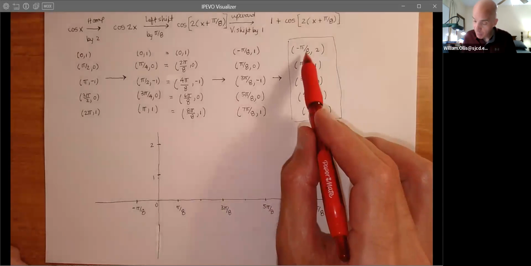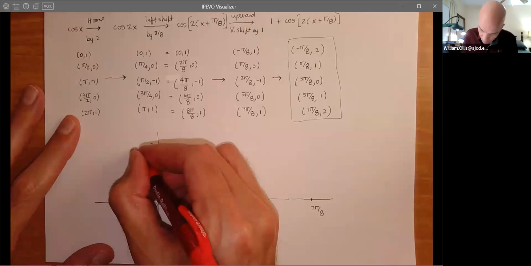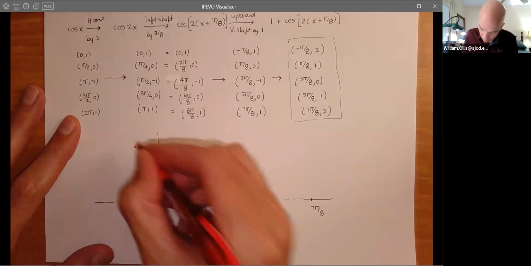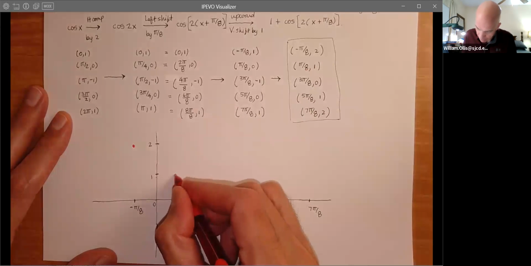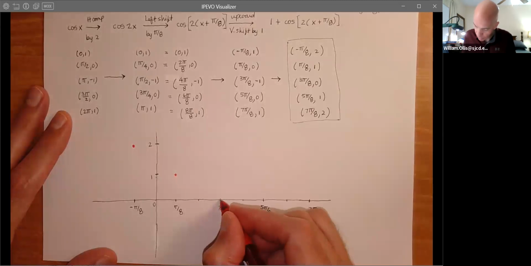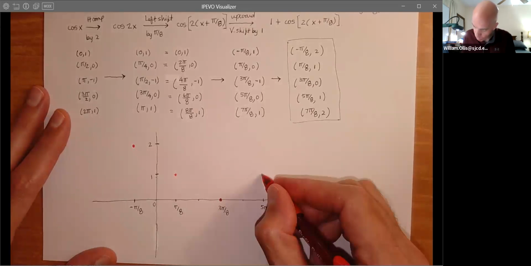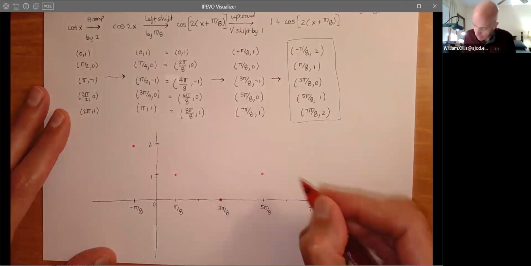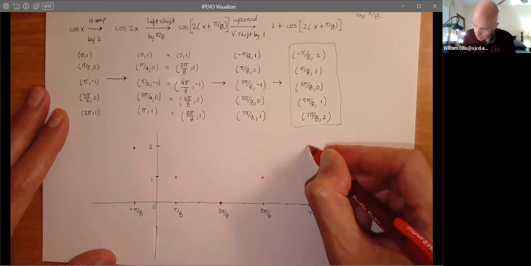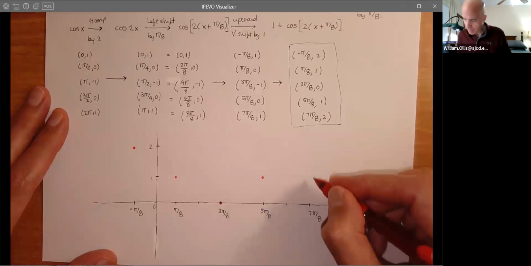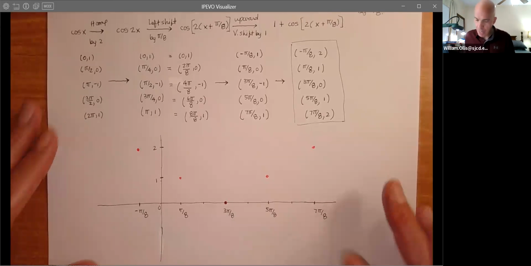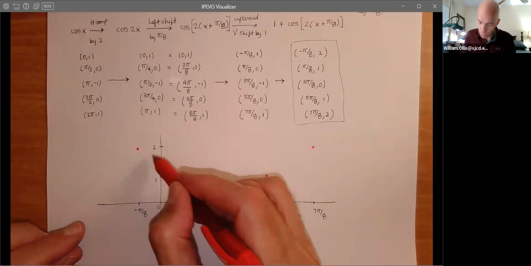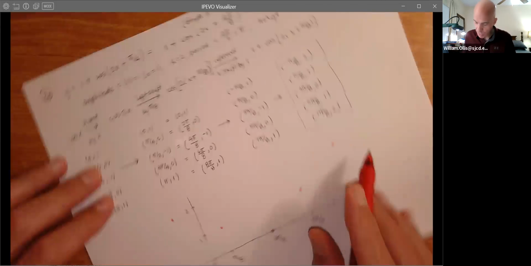So here we have negative pi over 8, 2 right here. And then we have pi over 8, 1. And then we have 3 pi over 8, 0. And then we have 5 pi over 8, 1. And then we have 7 pi over 8, 2. Again, you just eyeball it, and it's not going to be perfect, but that's okay. So now we want to draw the curve, filling in the points.